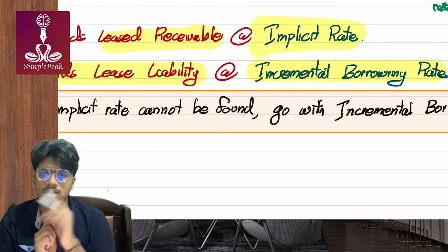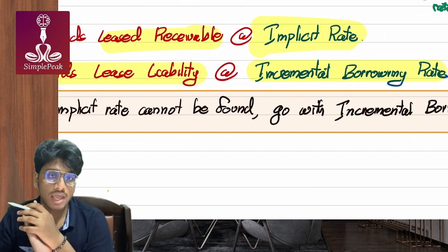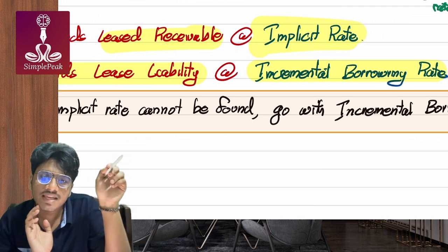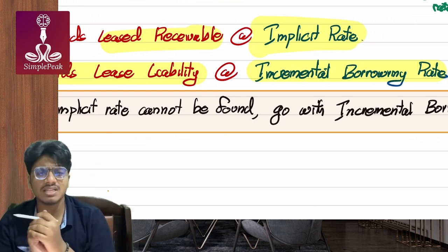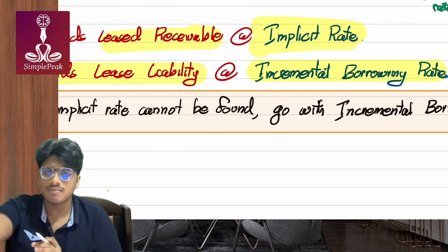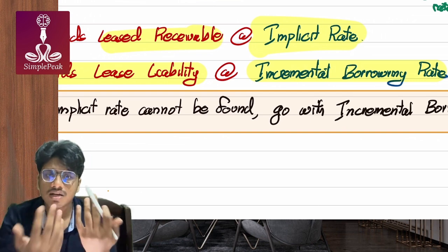Unguaranteed residual value is something that will be missing. Why? Unguaranteed residual value is based on the estimation done by the lessor that at the end of the lease term, the residual value will be so and so. Out of that, the guarantee will be given by the lessee. The rest part will be unguaranteed.